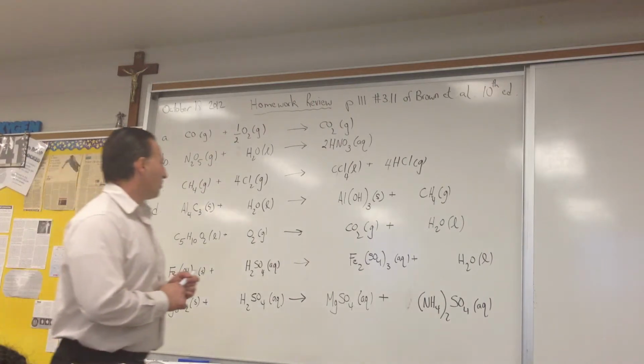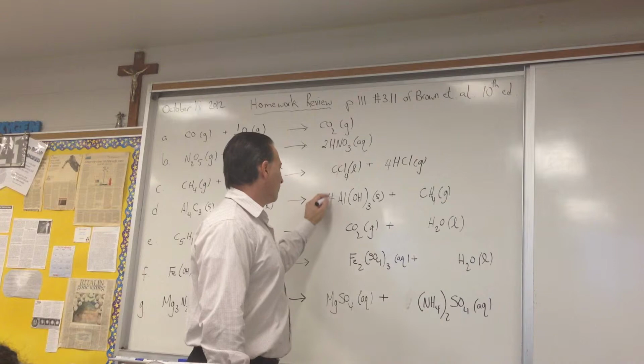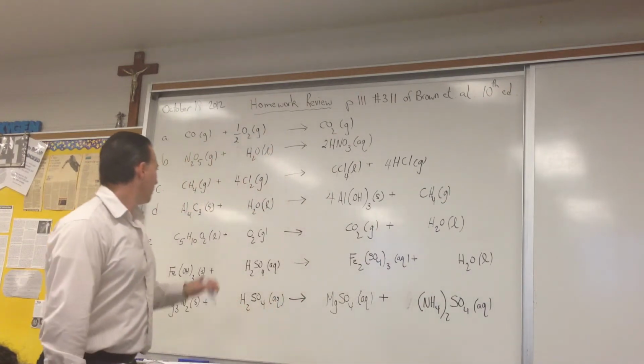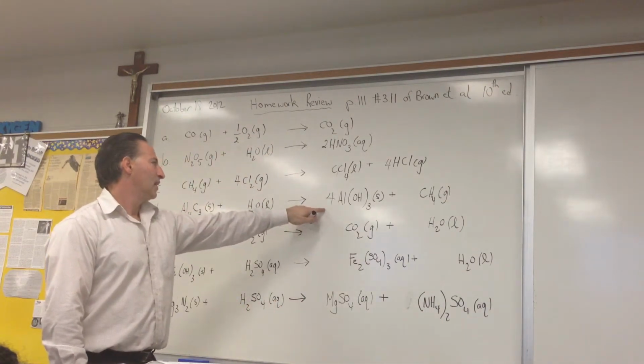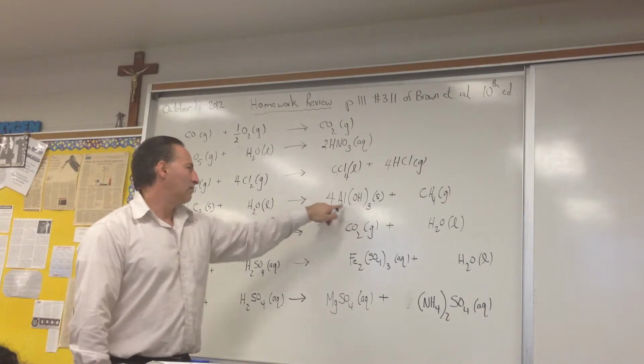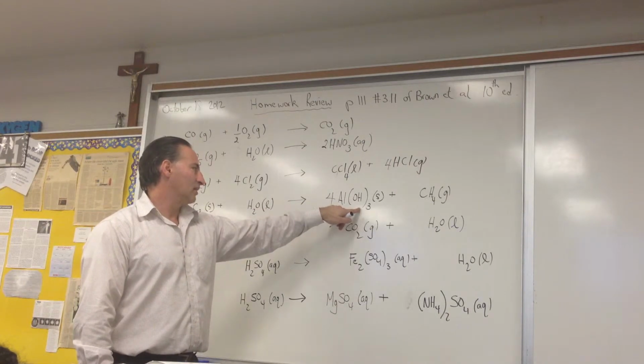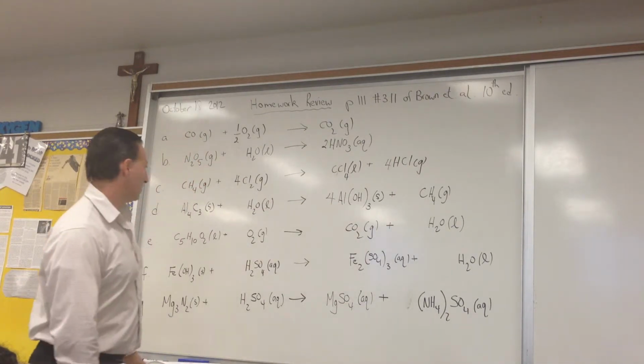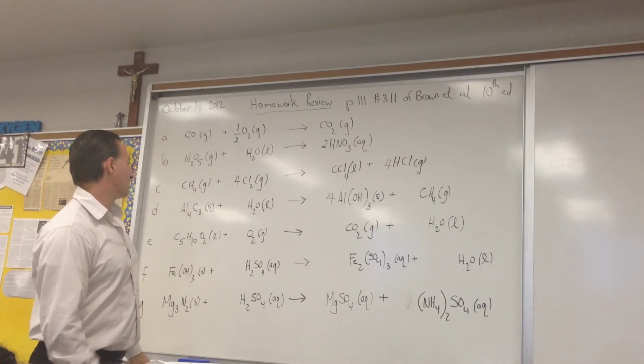Let's try putting a 4 in front of the aluminum hydroxide, see what it brings us. So we have the aluminums balanced now. And by doing that, we're also going to generate 12 hydroxides.